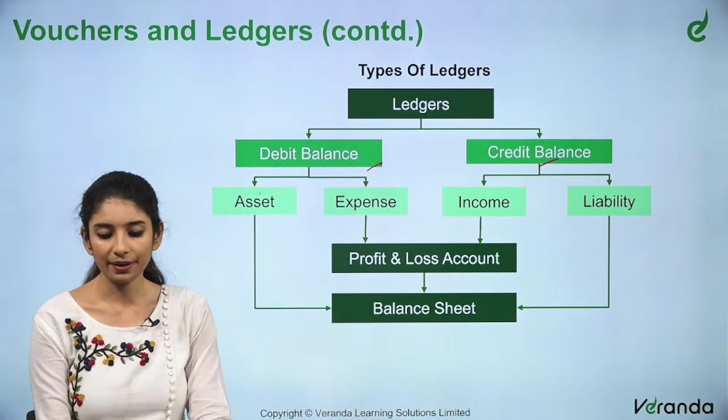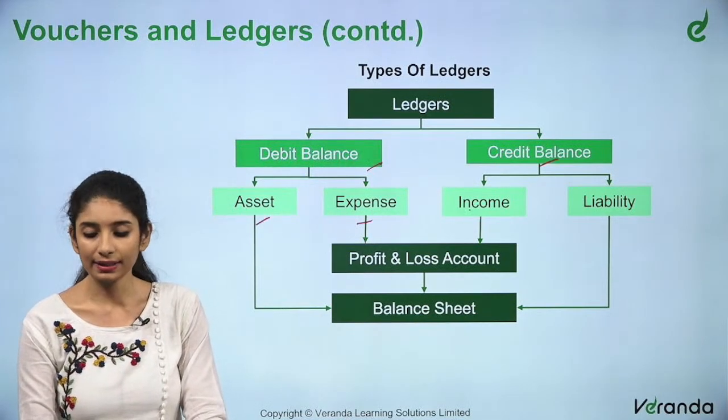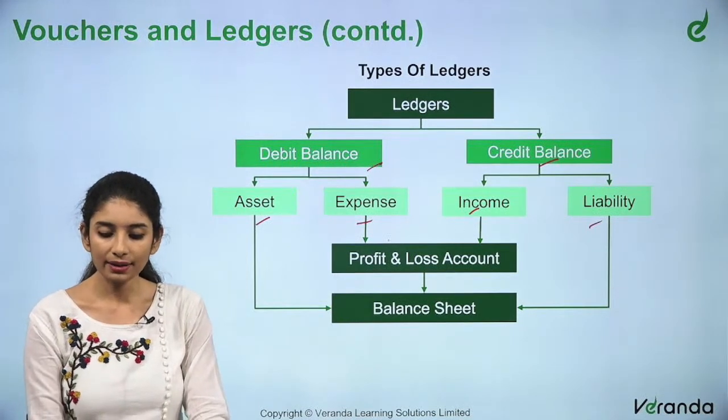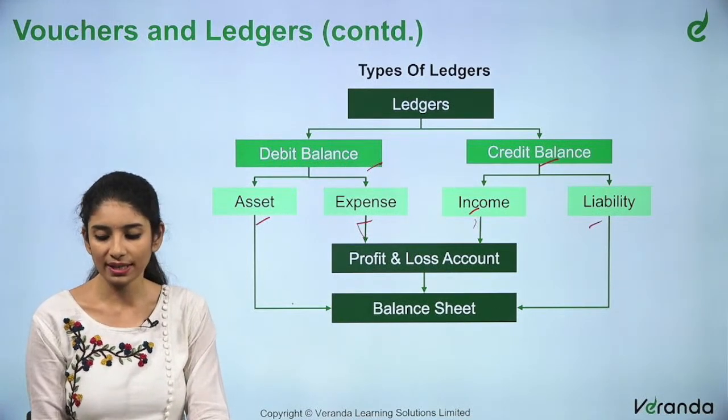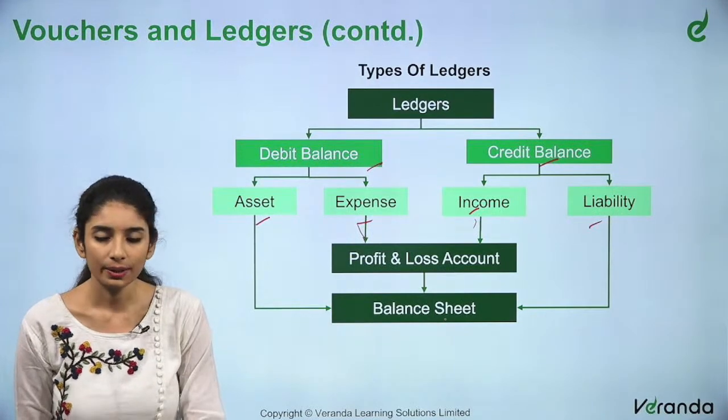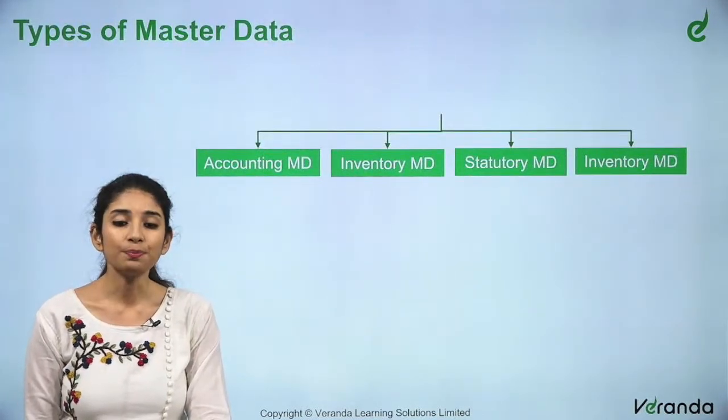Debit balance, credit balance. Debit comprises assets and expenses, credit comprises income and liabilities. Expenses and income form the profit and loss, and assets and liabilities form the balance sheet. Pretty simple. Now, types of master data.